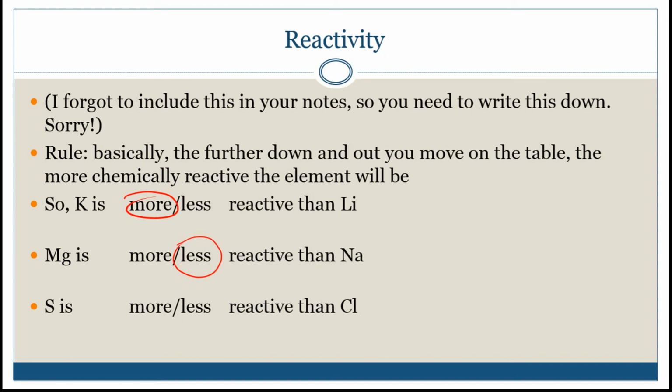Right? Since sodium is here and magnesium is right next to it, as you move outwards, you get a bigger boom. As you move downwards, you get a bigger boom. S. What's S? Sulfur. Is it more or less reactive than chlorine? Because it's towards the middle, it's going to be less reactive than chlorine.